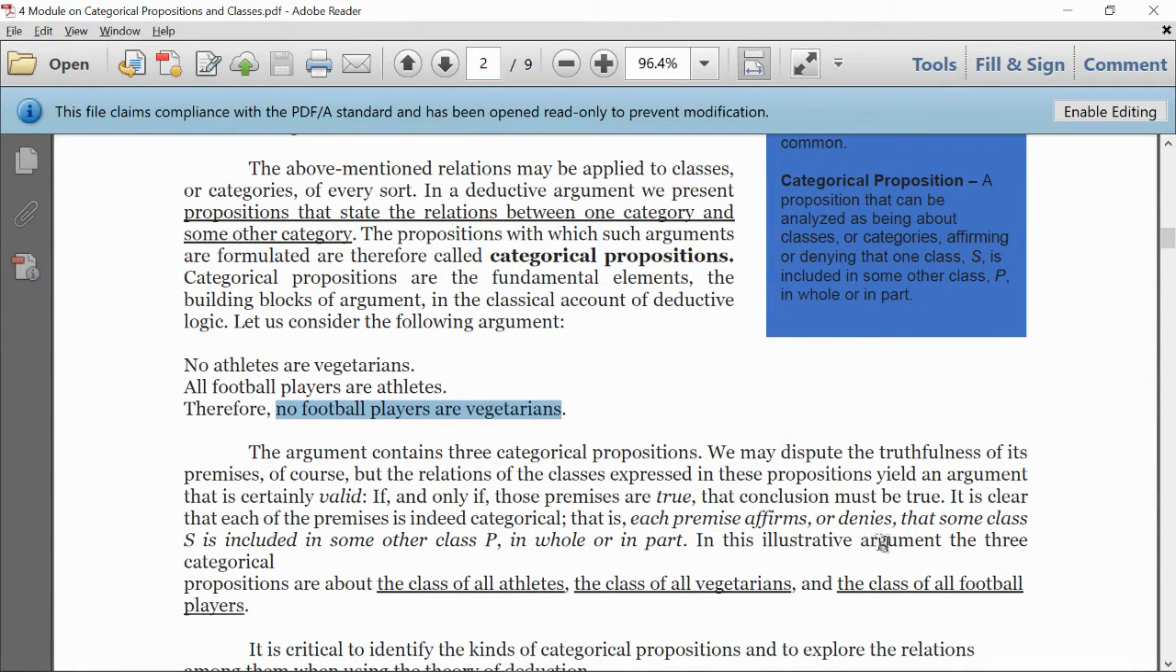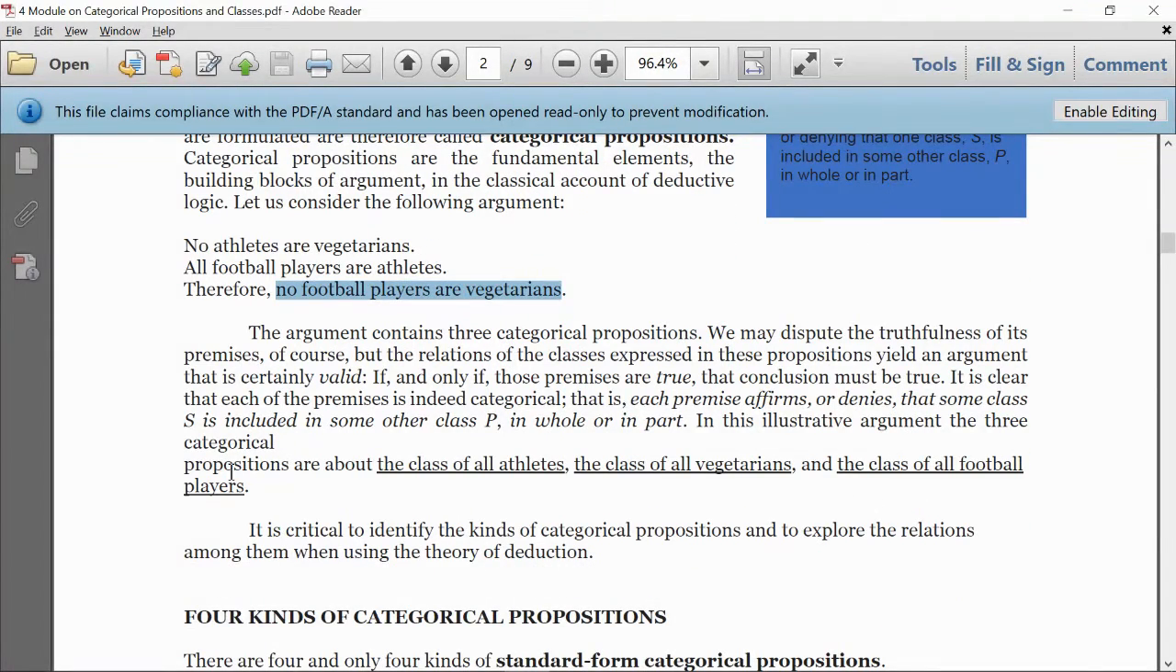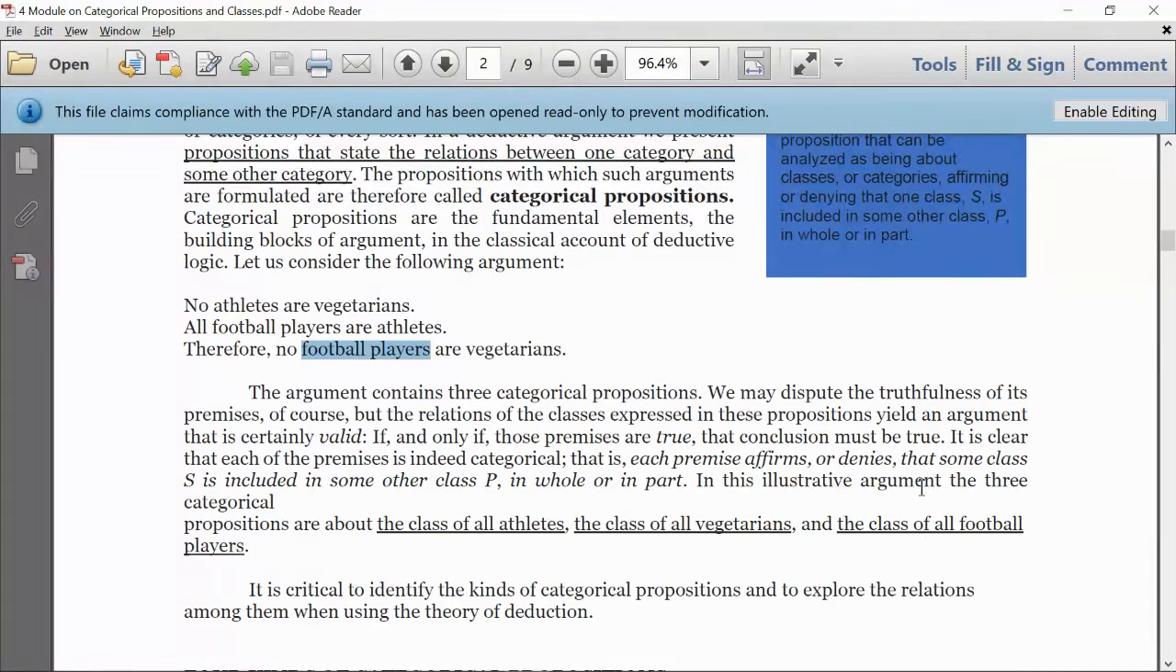That is, each premise affirms or denies that some class S is included in some other class P in whole or in part. So in this illustrative argument, the three categorical propositions are about the class of all athletes, the class of all vegetarians, and the class of all football players. You have to be familiarized with this.